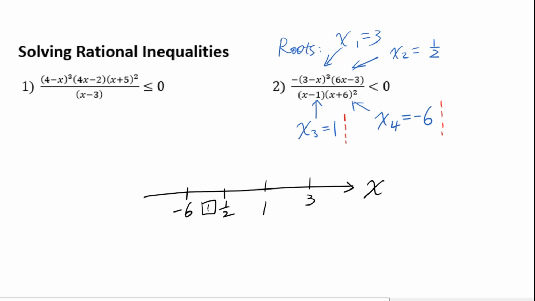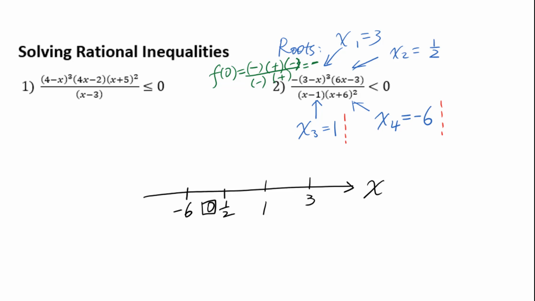This is 0. Then plug in. You will get f of 0 equals, plugging 0 into this rational function: the negative sign, 3 minus 0 squared is a positive, 6 times 0 minus 3 is a negative, then over 0 minus 1 is a negative, 0 plus 6 squared is a positive. So we get negative because we have 3 negative signs. Therefore, here is a negative.